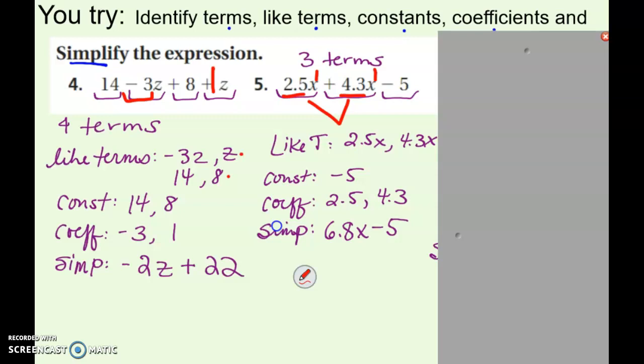And then I simplified those. I put them together. 4.3 and 2.5 make 6.8 x's. And then I just bring down my negative 5 by itself. And that's what I get.